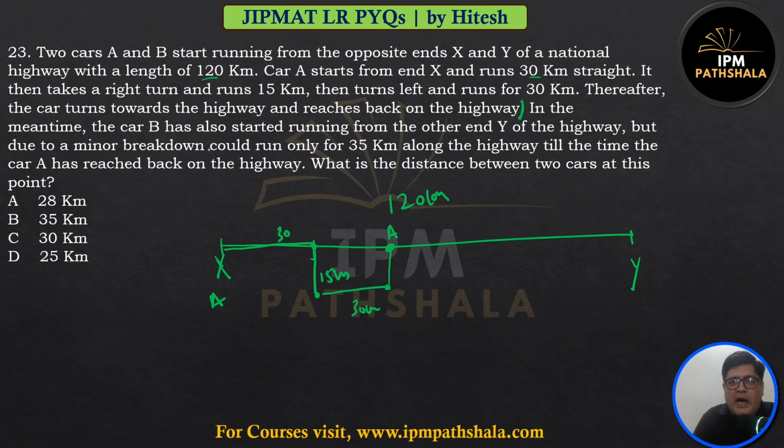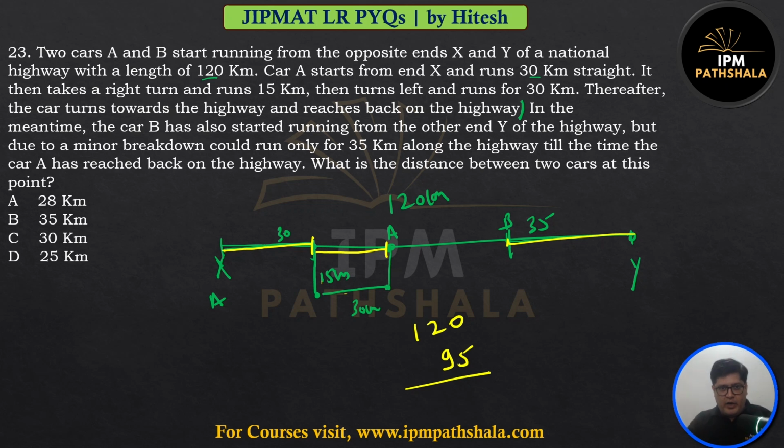In the meantime, car B started running from the other end and has run 35 kilometers because of some problem. The question is, what is the gap between these? My job is to find out the gap. See, this one has traveled 30 and further traveled 30. This one has traveled 35. So together they have traveled 95 kilometers. Out of 120 kilometers, they have already traveled 95 horizontal.